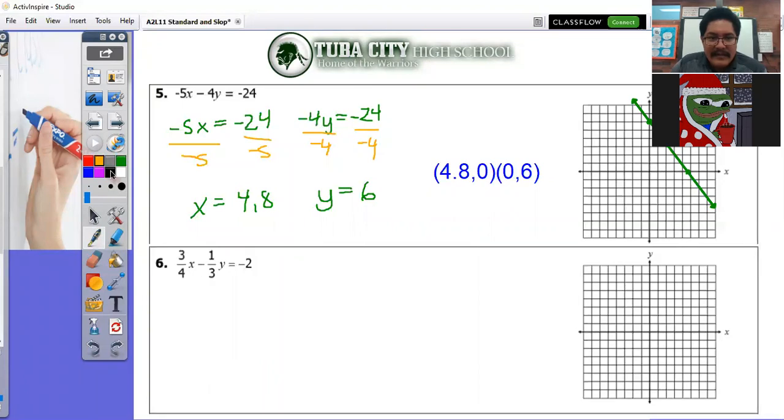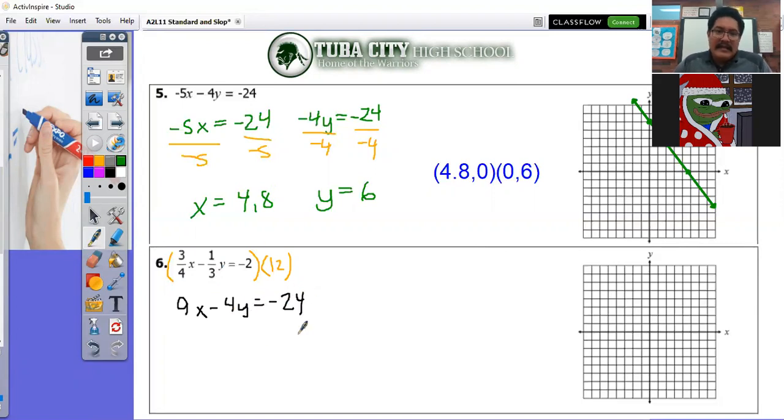And for this one here, I'm going to go ahead and get this, and I'm going to do the same trick. I'm going to times everything by 12, because 12 can be divided by 4 and it can be divided by 3. And I'm only doing this to make it easier for us to ignore the fractions. So 12 times 3 is 36 divided by 4, so that'd be 9x minus, and then 12 times 1/3, or 1/3 of 12, is 4y minus -24.